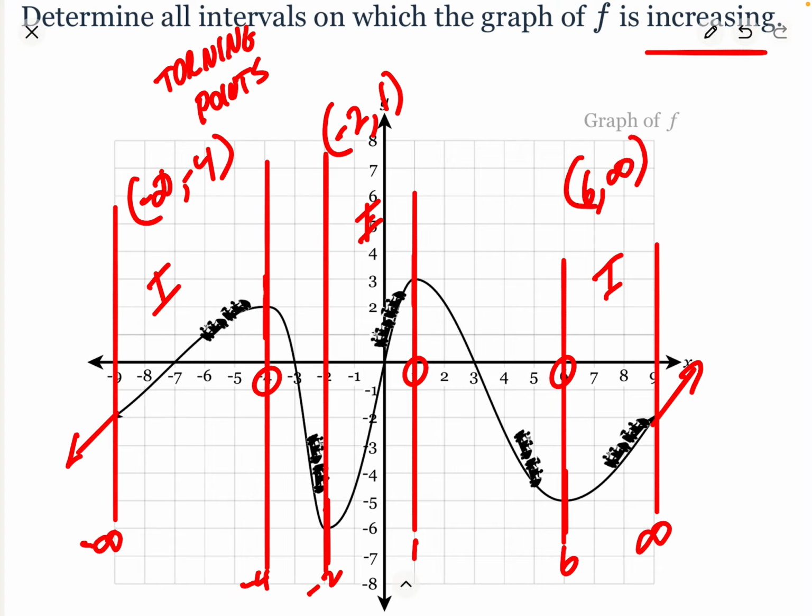Now the other ones, of course, I'm going to change colors. These would be decreasing intervals. But we're not looking for those in this particular problem, but those are easy to find as well. So once you find the turning points, those are going to be your intervals. And then if you're on a roller coaster going from left to right, it's easy to see where it's increasing or decreasing. All right, guys.